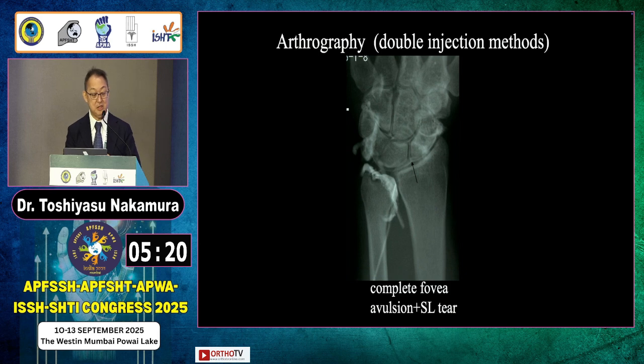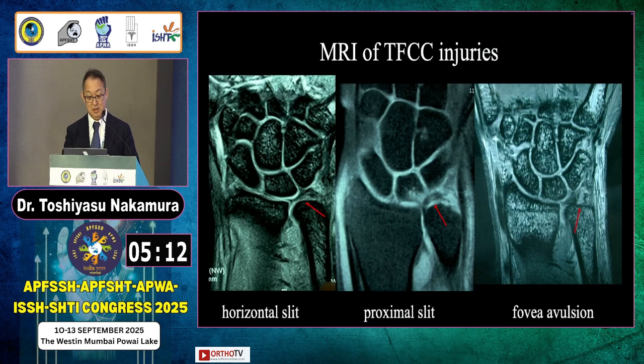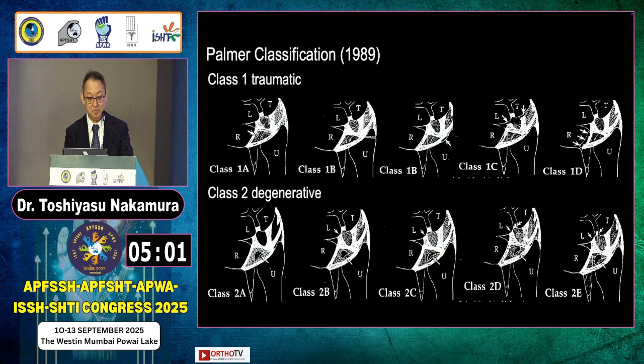Also, this shows a complete fovea avulsion case, which you can see after I did a DRUJ arthrogram. And the MRI on the right side shows the fovea avulsion case. So if a fovea avulsion occurs, then the DRUJ shows severe instability.